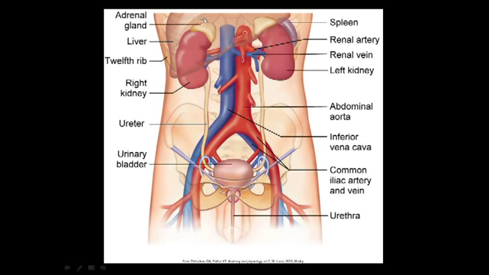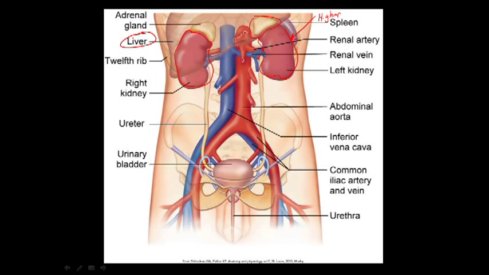We have the adrenal glands, which are situated on top of the kidneys. We have the kidneys on both left and right side. Notice that the left kidney is higher than the right side, and that's because of the liver.